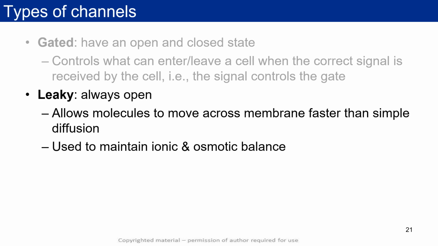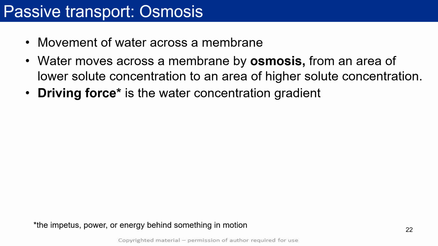Channels can also be leaky, meaning that they are always open. These allow molecules to move across the membrane faster than simple diffusion would allow, and these types of channels are typically used to maintain the ionic and osmotic balance of cells. The final method of passive transport we'll go through is osmosis. Osmosis specifically refers to the movement of water across a membrane.